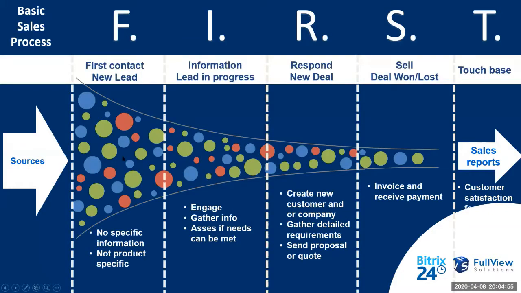If you look at these dots you have running from left to right, those can be inquiries, whether it's from your website or an email or a phone call. And if it is a lead, you've got no specific information. You don't know what product they want. Maybe they want a couch and you are selling computer hardware.